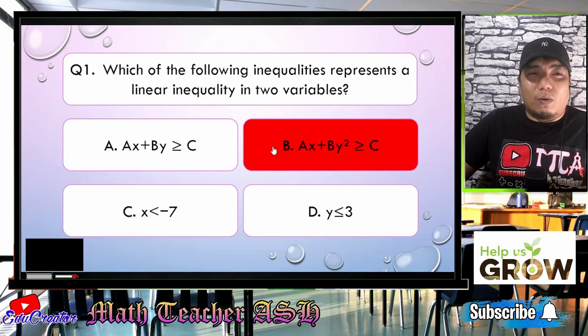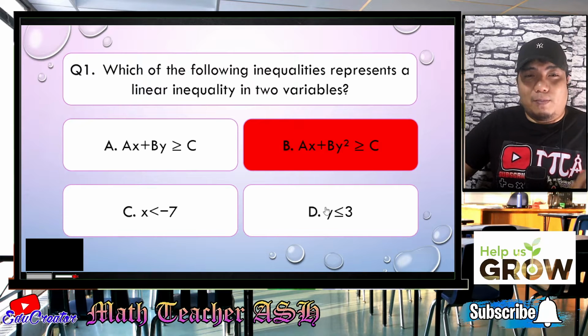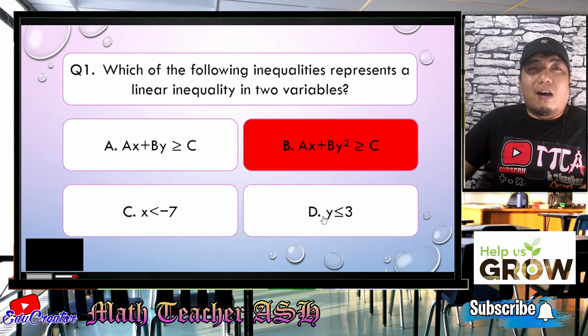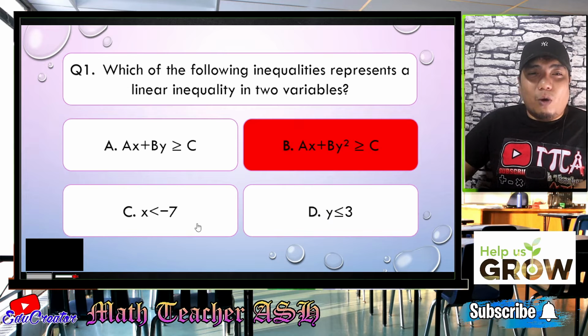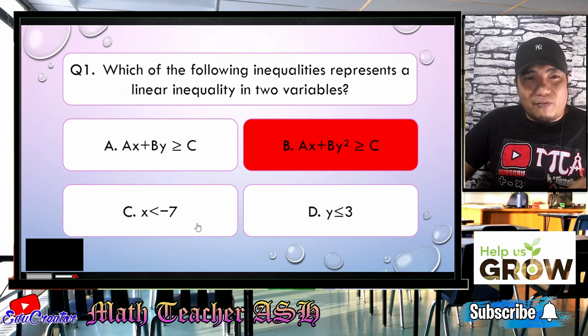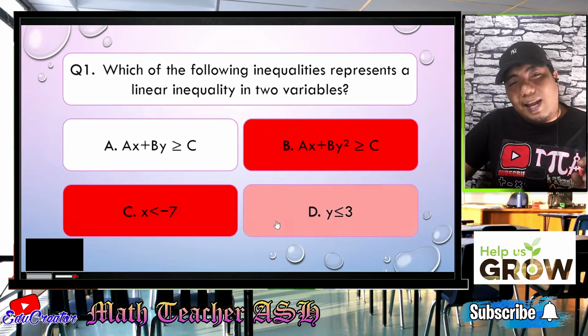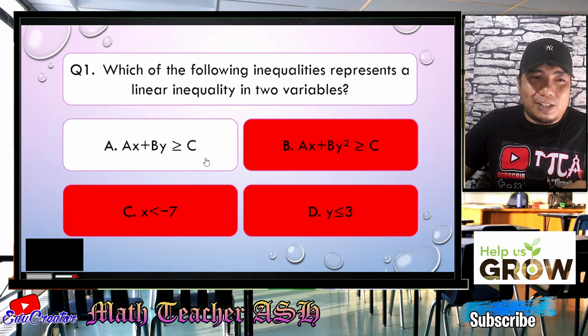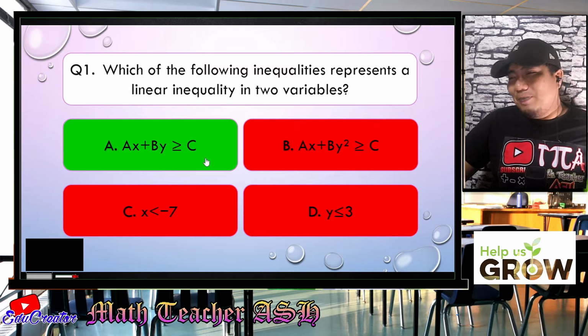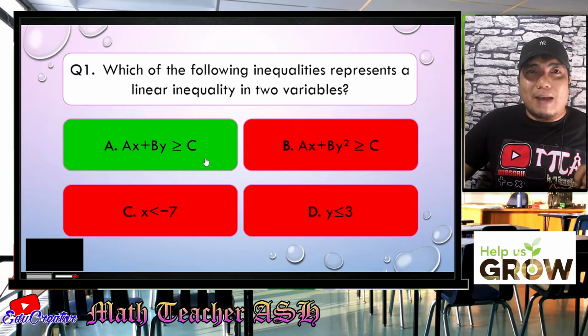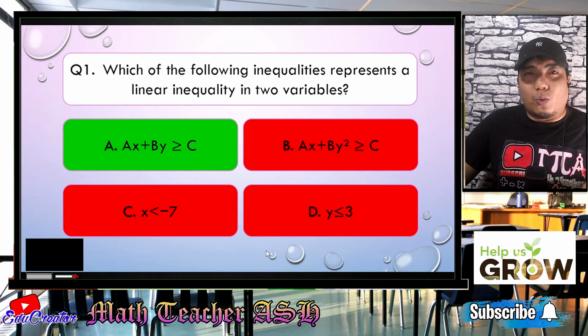Alright. Now, since we are finding two variables, letter C and letter D are inequalities but only tackle one variable. So letter C is wrong, letter D is wrong. So our correct answer is letter A. Easy, right? Very easy, my dear math learners. So now let us go to question number 2.